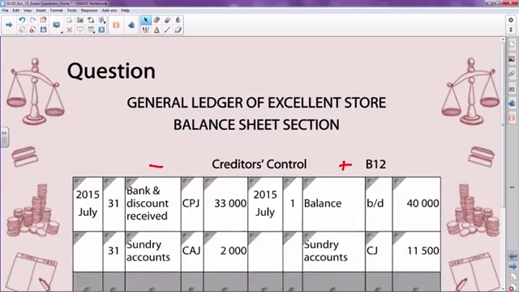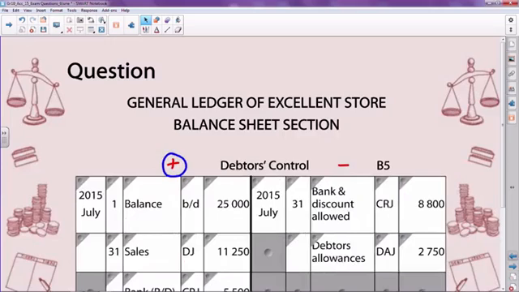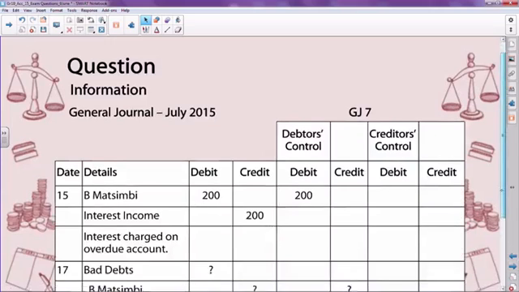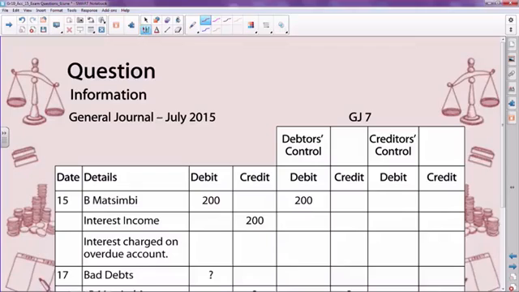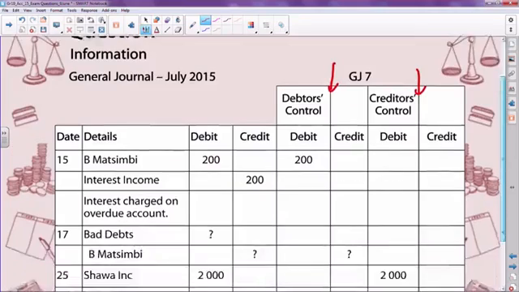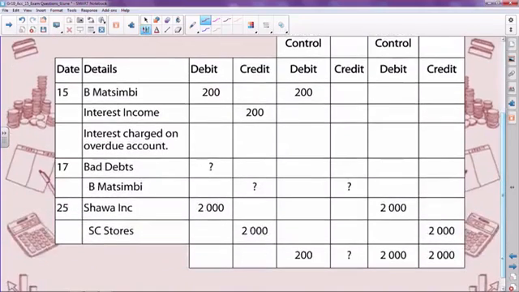Now, the very new journal, last one for now, your general journal. So here again, I gave you the different columns. There's the debtors control and the creditors control. Now let's go and see, did I give you all the totals? No, I did not.